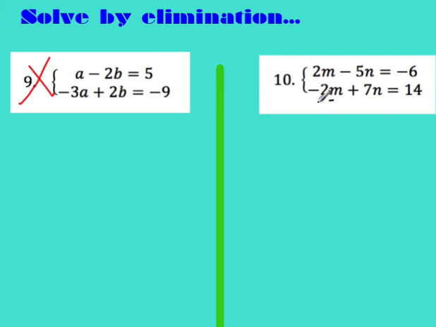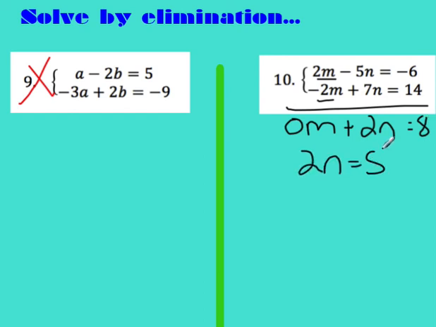So I noticed that negative 2m and positive 2m have the same coefficient, opposite signs. So I can go ahead and add down the columns. 2m minus 2m, well, that's going to cancel out my m's. Negative 5 plus 7, that's actually going to be a positive 2n. That's the same as 7 minus 5. And negative 6 plus 14 is going to be a positive 8. So then I end up with 2n is equal to 8, since that 0m is going to cancel out. So then I'm going to divide both sides by 2, and I get that n is equal to 4.